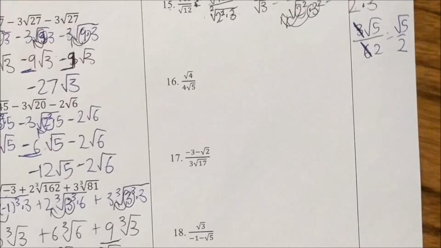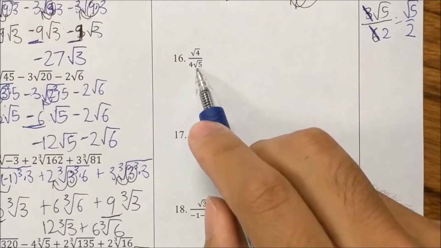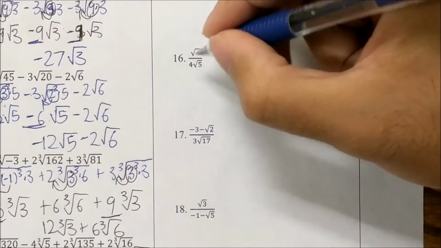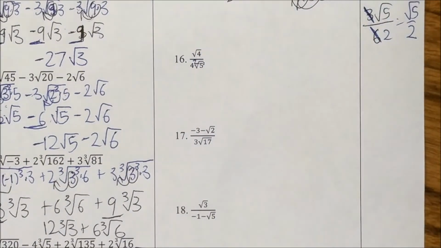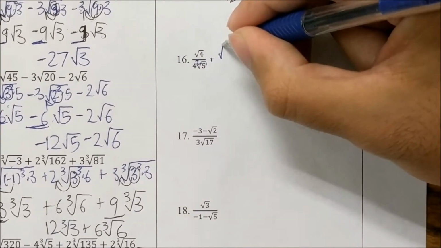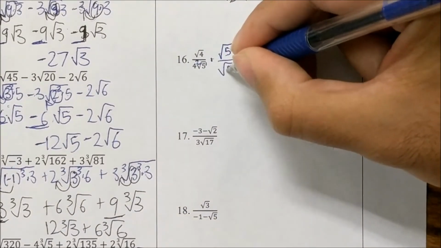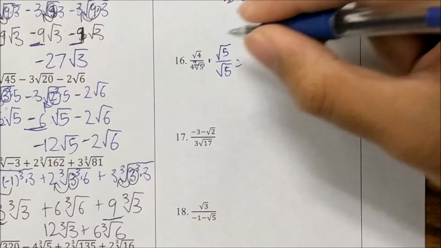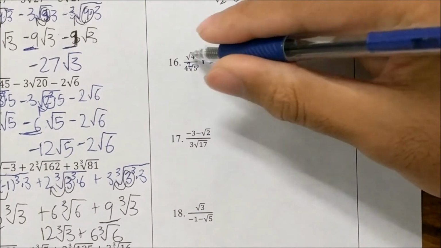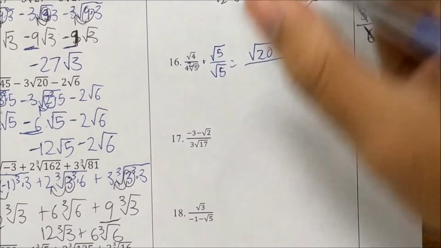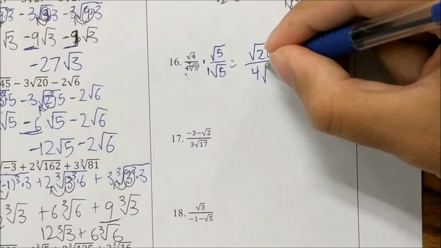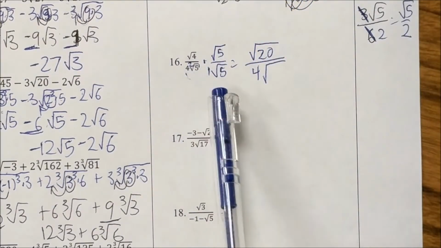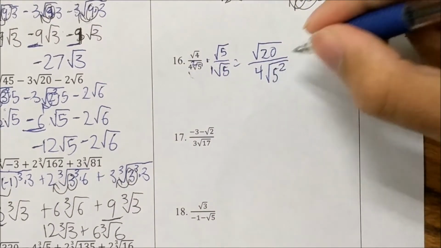Okay, 16, we have a radical 5 in the denominator. So this 5 is currently to the first power, but the index is 2. So we need to multiply by an extra radical 5 in both top and bottom. So in the numerator, radical 5 times radical 4 is radical 20. In the denominator, 4 times invisible 1 is still 4. Then in the radical, 5 times 5 is 5 squared.